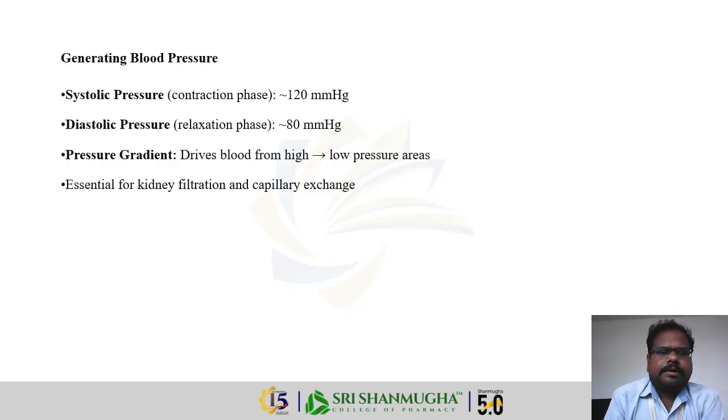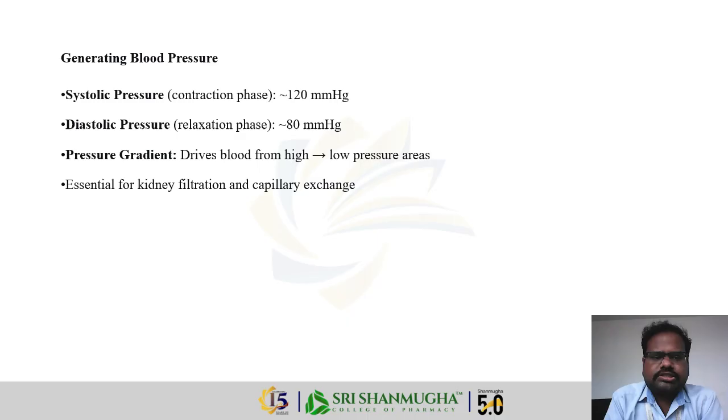Then generating the blood pressure. We already saw that it creates a blood pressure. The one is systolic pressure, that is the contraction phase. During the contraction of the heart, it goes to 120 mmHg level, and during the relaxation phase, that is diastolic pressure, it goes to 80 mmHg.